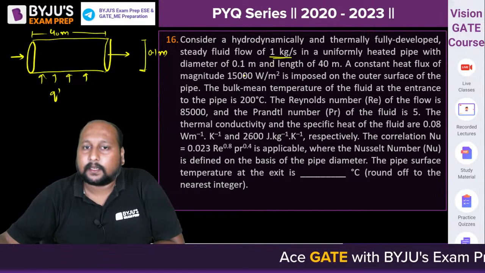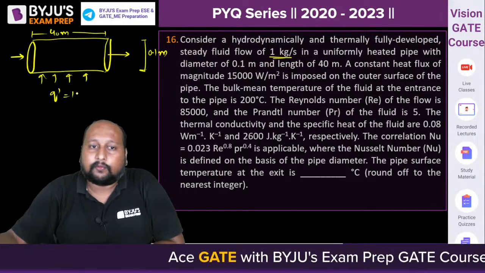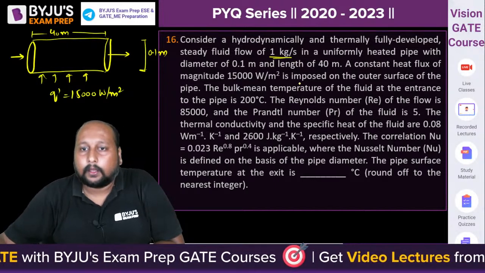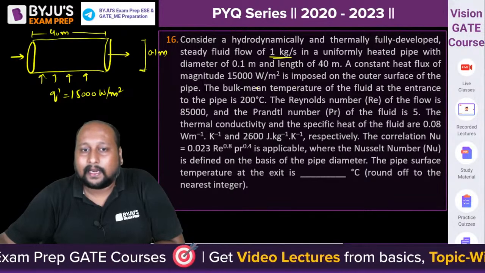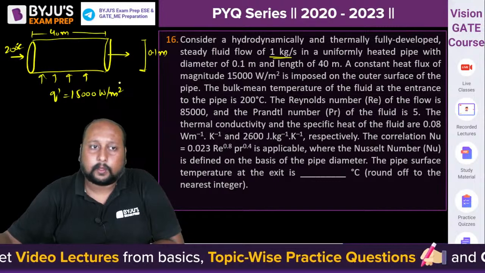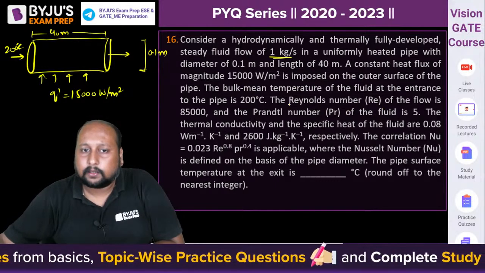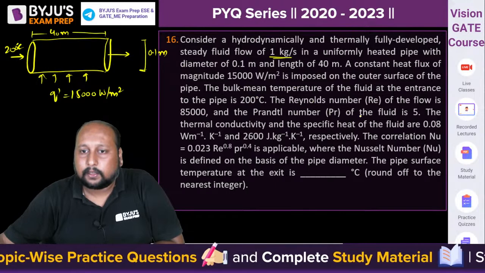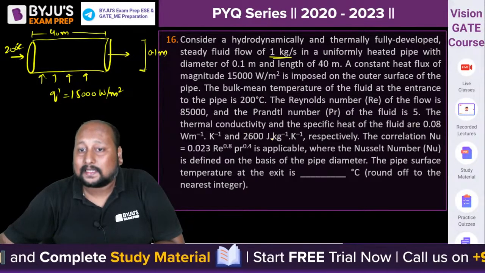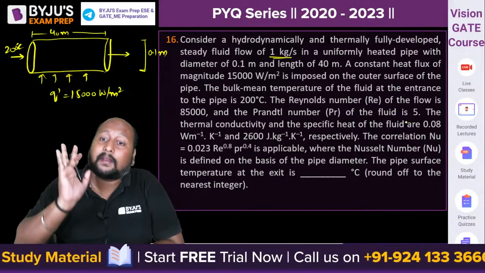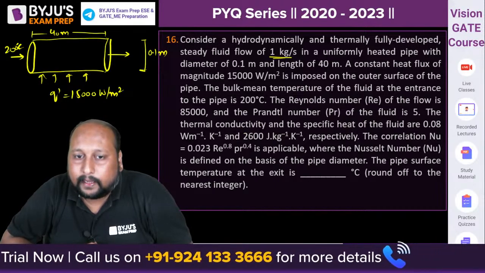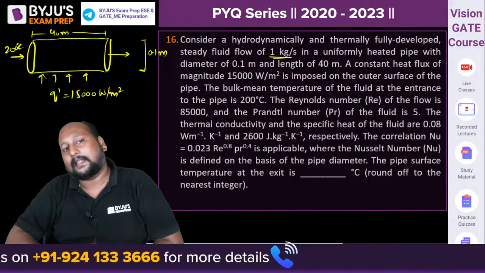Mass flow rate is 1 kg per second. Constant heat flux value is equal to 15,000 watt per meter square. This value they have given you. The bulk mean temperature of the fluid at the entrance is 200 degrees Celsius. The Reynolds number is 85,000. Prandtl number is given 5. Thermal conductivity and specific heat of the fluid are given as 0.08 and 2600. Even the Nusselt number formulation is being given. They are asking what is the temperature at the pipe surface at the exit?